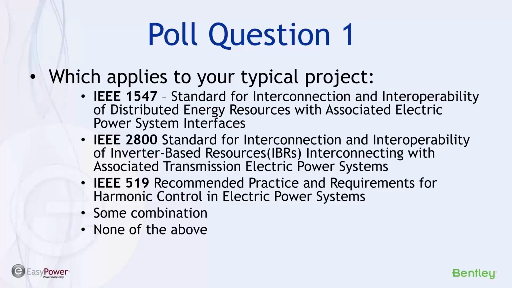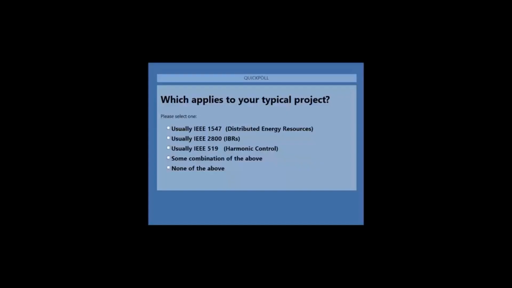All right, so the first poll question applies to how you deal with your typical projects. It's regarding IEEE 1547, the standard for interconnection and interoperability of distributed energy resources, and also considers IEEE 2800, the standard for interconnection and interoperability of inverter-based resources, and then the IEEE standard 519 for recommended practice and requirements for harmonic control in the electric power system. So regarding those standards, here's what the question is. What typically applies to your projects, your individual projects? So it can be primarily one, some combination of any of the above, or none of them.